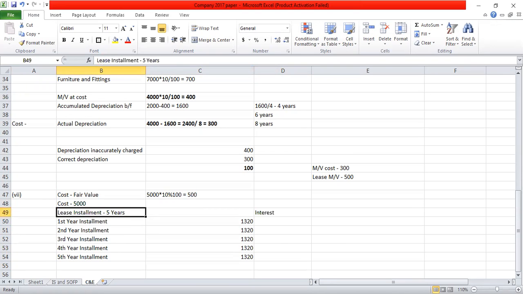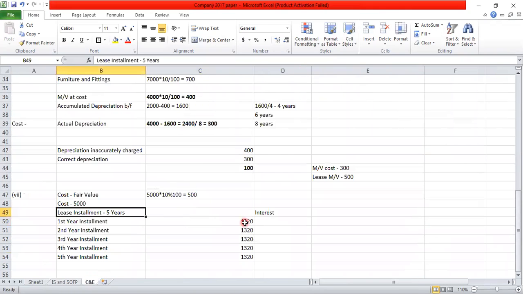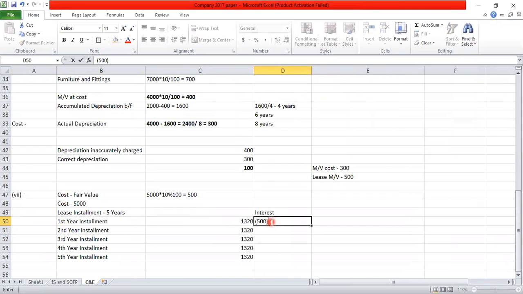So now let me read it again. The question says, the lorry was acquired on 1st April 2016 on a finance lease basis for 5 years. Its fair value is 5 million. The ownership of the asset will be transferred to the company at the end of the lease term. The lease interest relevant to the first year is 500,000. So this lease interest amount is 500,000. I'm going to deduct this 500,000 to know my actual balance.